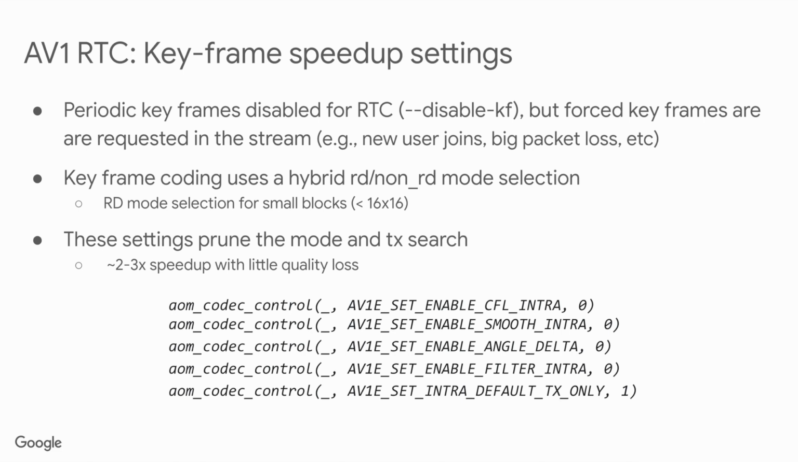Regarding keyframes, although keyframes are disabled for RTC, forced keyframes are often requested in the stream for reasons like maybe a new user joins, or there's a big packet loss or resolution change.